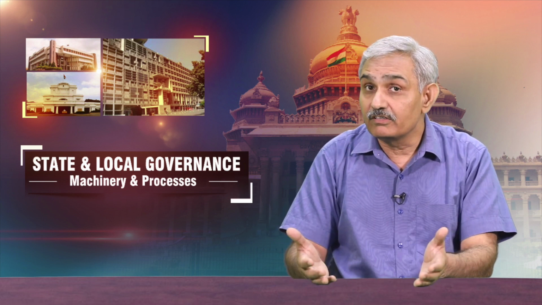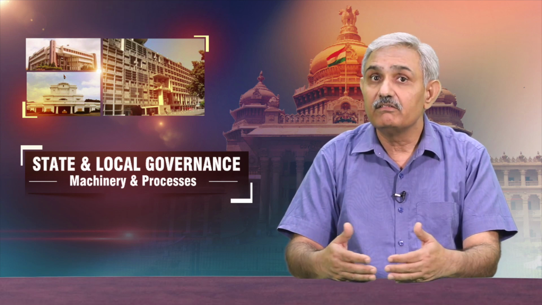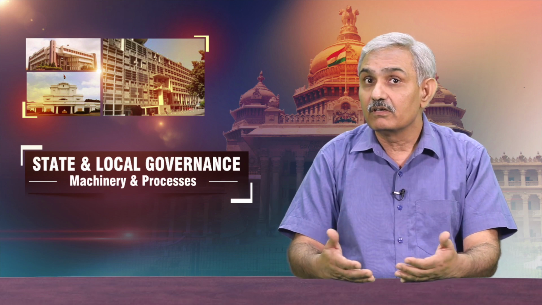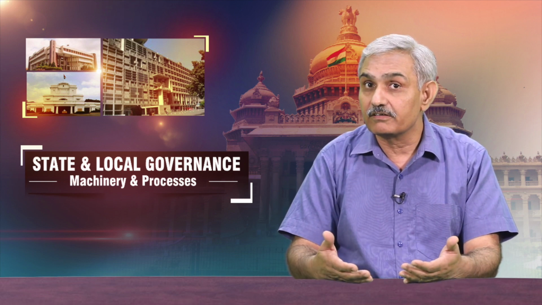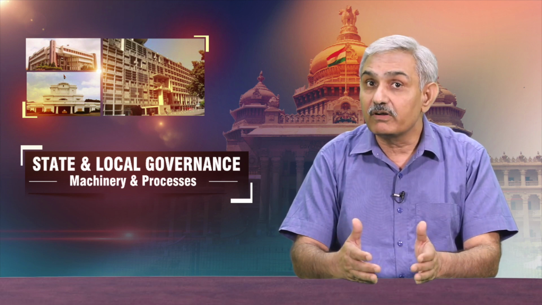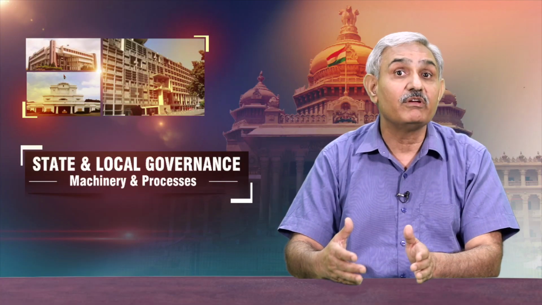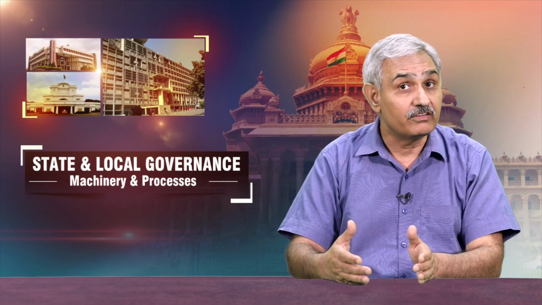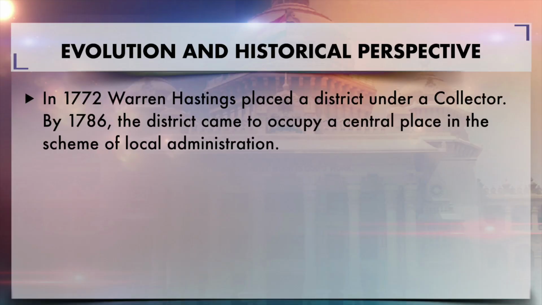After clarifying all these aspects, again we are coming back to the evolution of the office of the district collector. And especially it is worth mentioning here that the Britishers made a remarkable contribution in the field of district administration and the district. Let us take up some important landmarks. In 1772, Warren Hastings placed a district under a collector. By 1786, the district came to occupy a central place in the scheme of local administration.